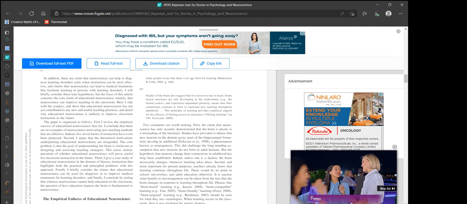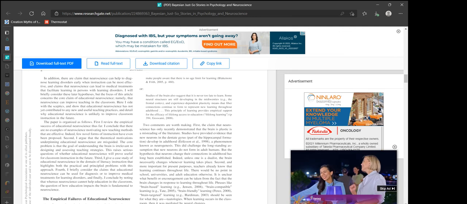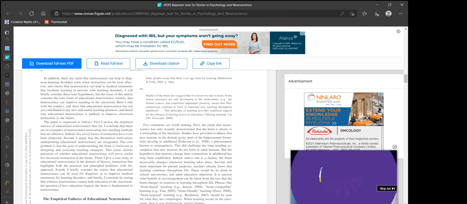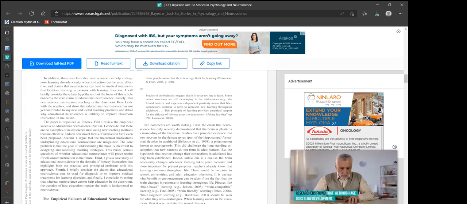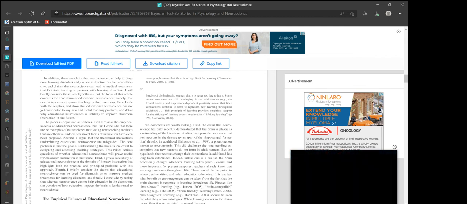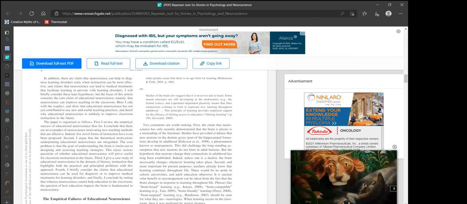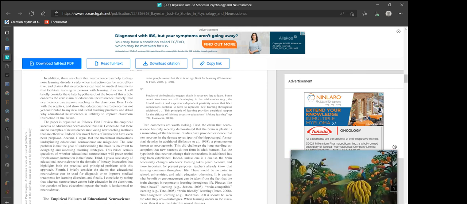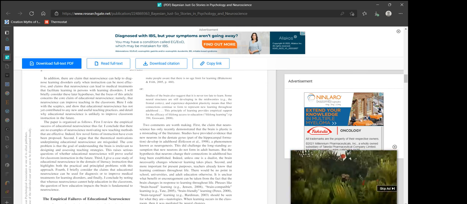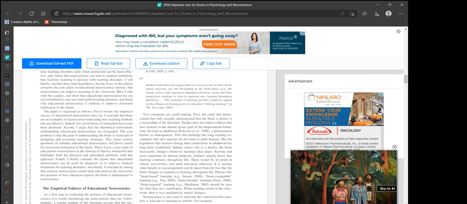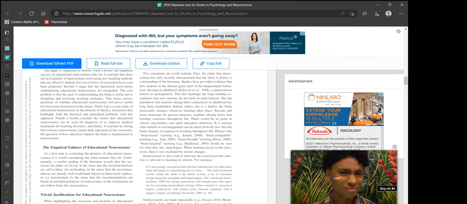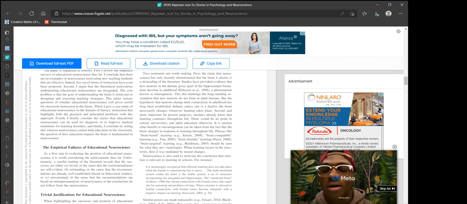Or, "studies of the brain also suggest that it is never too late to learn. Some neurostructures are still developing in the mid-20s, for instance, the frontal cortex. And experience-dependent plasticity means that fiber connections continue to form to represent new learning throughout adulthood. This principle of learning provides empirical support for the efficacy of lifelong access to education." End quote. Two comments are worth making.